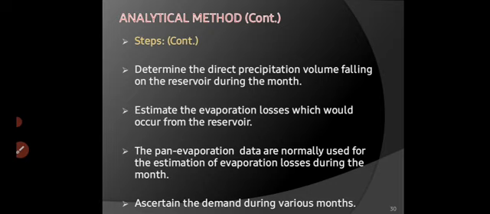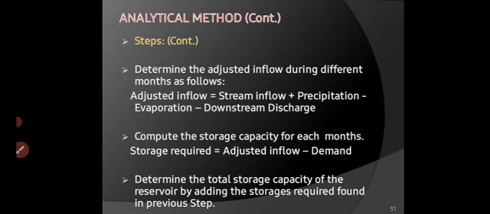Estimate the evaporation losses which would occur from the reservoir. The pan evaporation data are normally used for estimation of evaporation losses during the month. Ascertain the demand during various months. So inflow minus outflow is the evaporation losses and demand. So determine the adjusted inflow during different months as follows. Adjusted inflow is equal to stream flow plus precipitation minus evaporation minus downstream discharge.